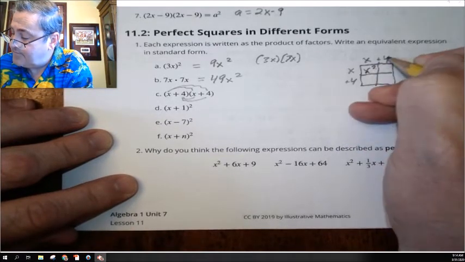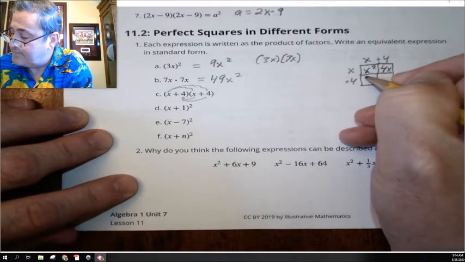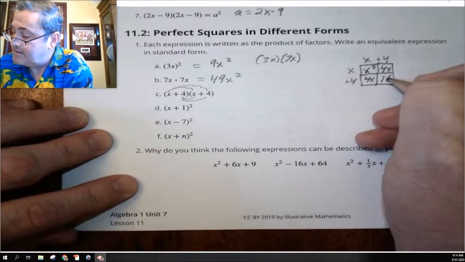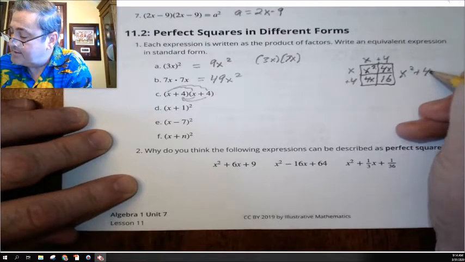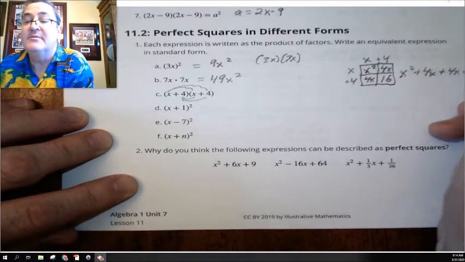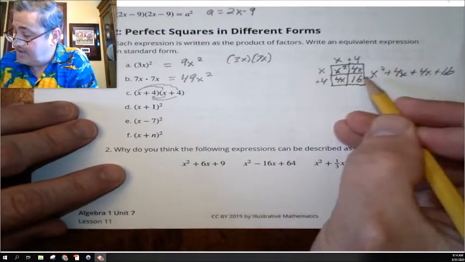X times 4 is 4x. 4 times 4 is 16. So that would give us x squared plus 4x plus 4x plus 16. Ooh, going off our page here. All right, we just take all of those and add them together.